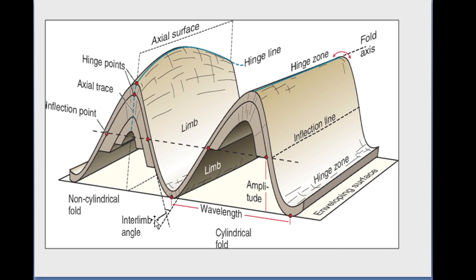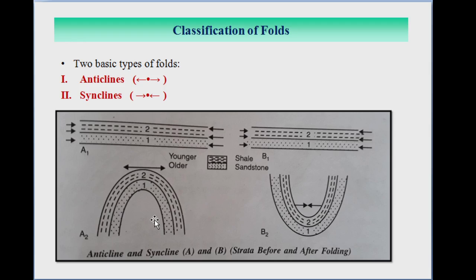Our next point is the classification of the fold. This fold shows a variety of forms, depending upon the different parameters, the folds are classified into different types. Okay, so two basic types of the fold are anticlines and synclines.